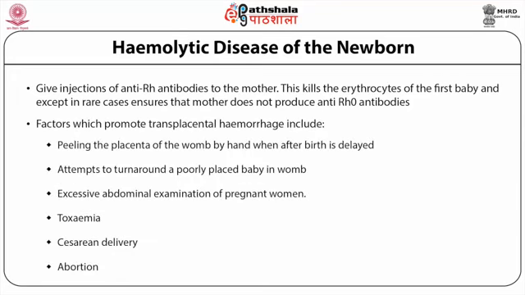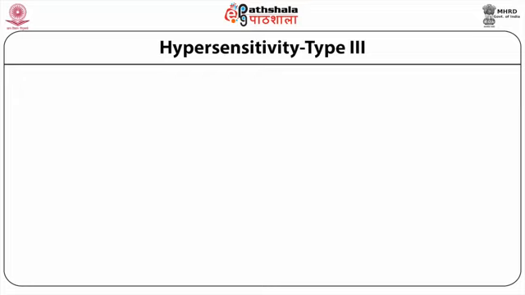Peeling the placenta off the womb by hand when afterbirth is delayed. Number 2, attempts to turn around a poorly placed baby in the womb. Third, excessive abdominal examination of pregnant women. Fourth, toxemia. Fifth, cesarean delivery. And finally, abortion.